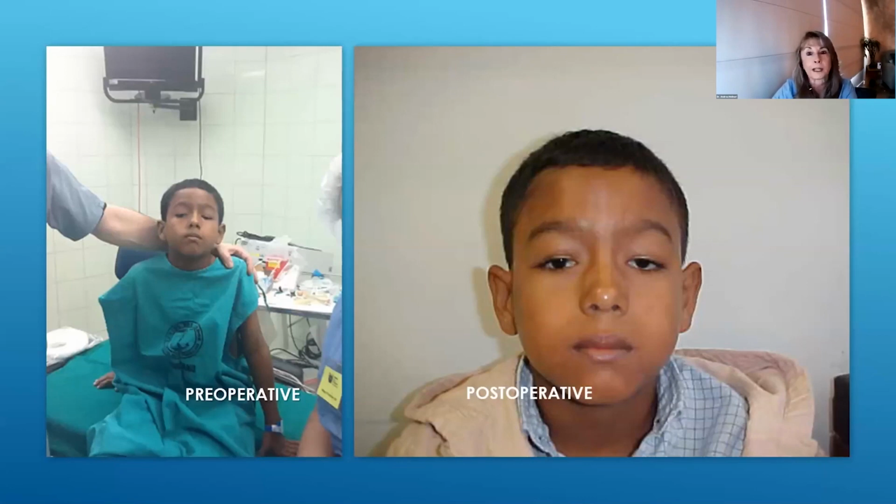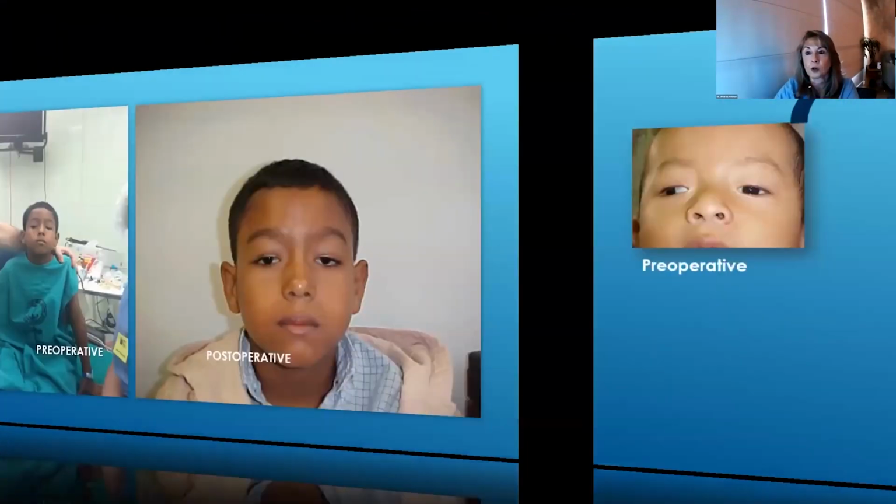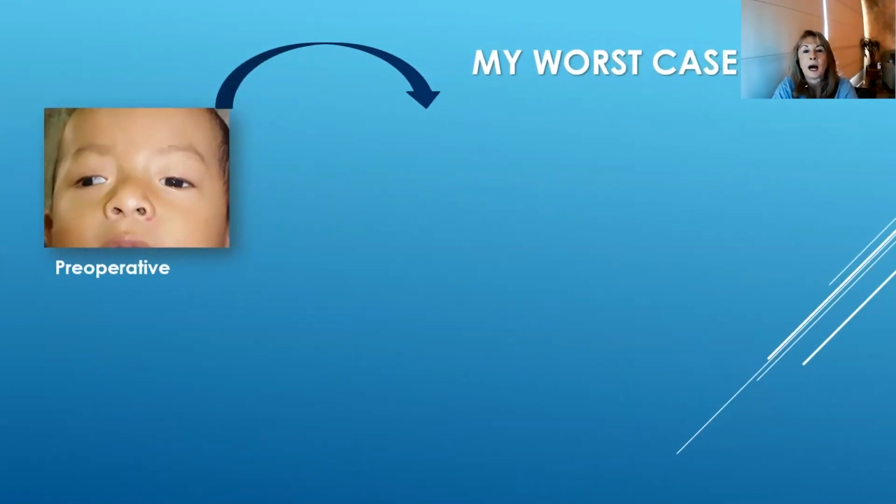Unfortunately, not all cases will respond in the same way. Let me show you my worst case. I saw this girl when she was 1 year old with a clinical scenario pretty similar to the previous one. She had a large exotropia, also a ptosis, not as severe as the previous case, and a very significant exotropia, also with restriction to elevation and to adduction.